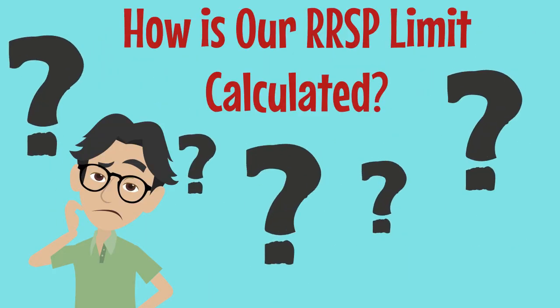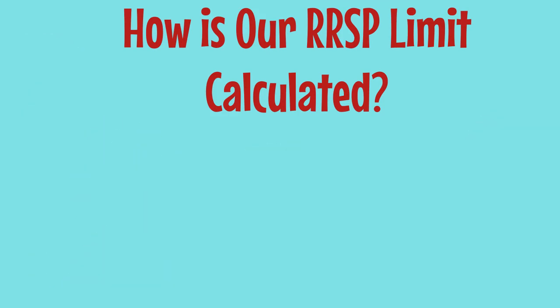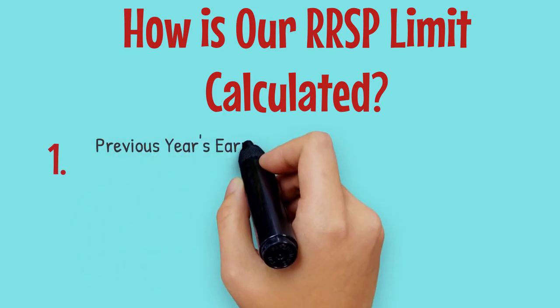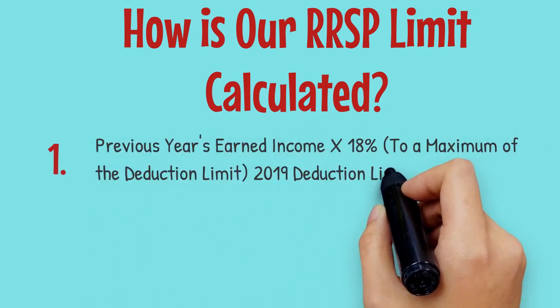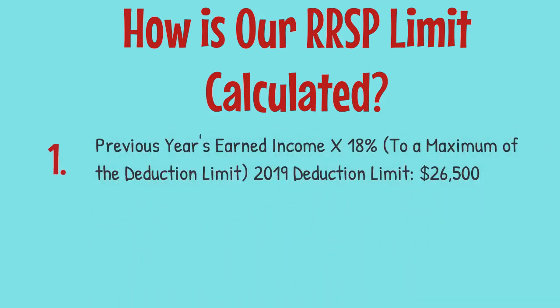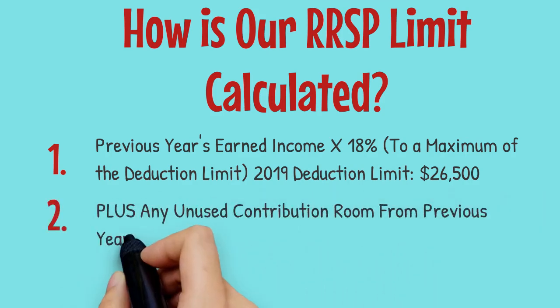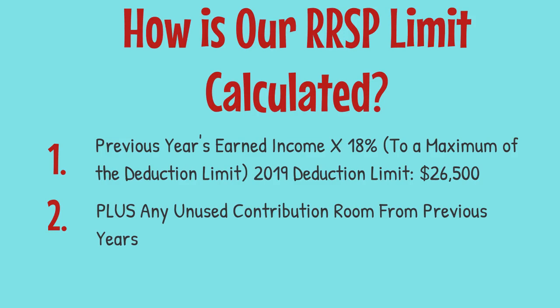So how does CRA even come up with these numbers? Well, the deduction and contribution limit are actually calculated the exact same way. That being said, those numbers aren't always the same, and I'm going to touch on why in a moment. But basically, it's 18% of your previous year's earned income, up to a maximum. For 2019, the maximum's $26,500. Now, if you didn't use all of your contribution room from previous years, it actually carries forward, and that's going to get added onto your limit as well.